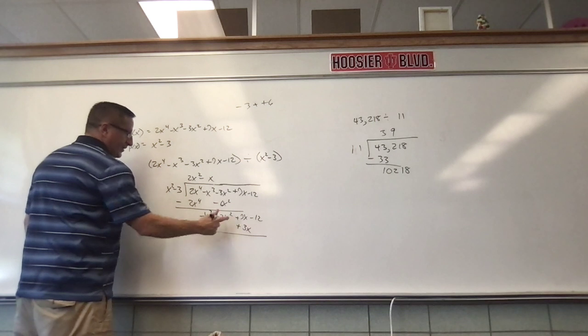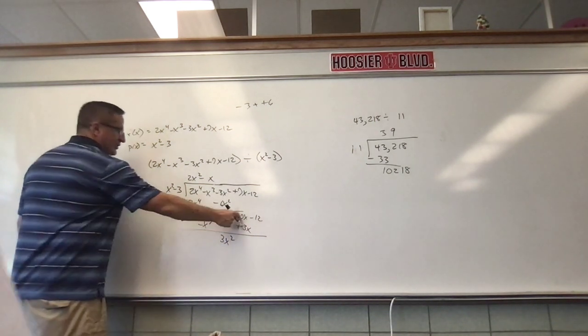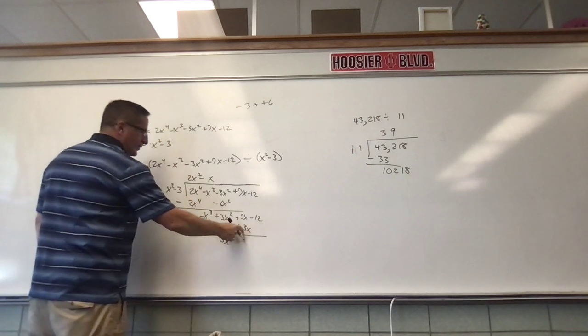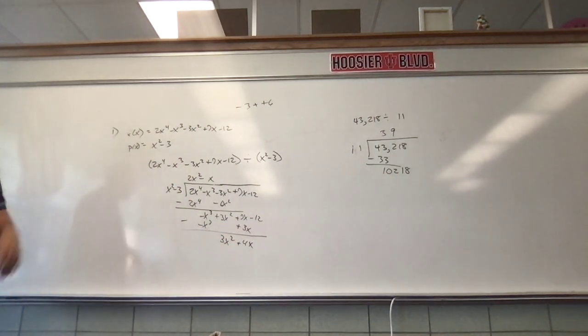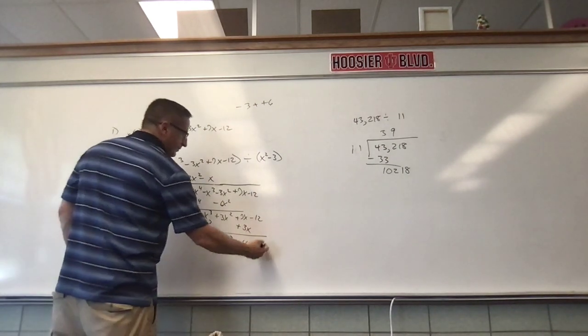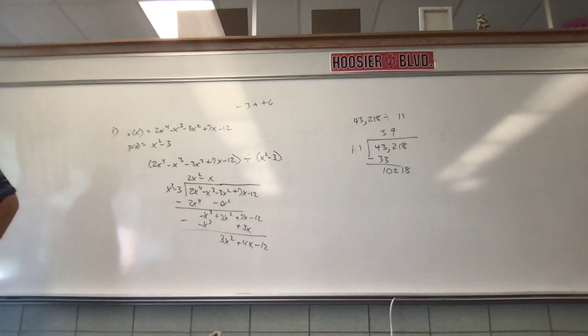3x squared take away nothing. 3x squared. 7x minus 3x is 4x. Then drop your negative 12. Now what? You have to do it again. Do it again. Repeat it again.